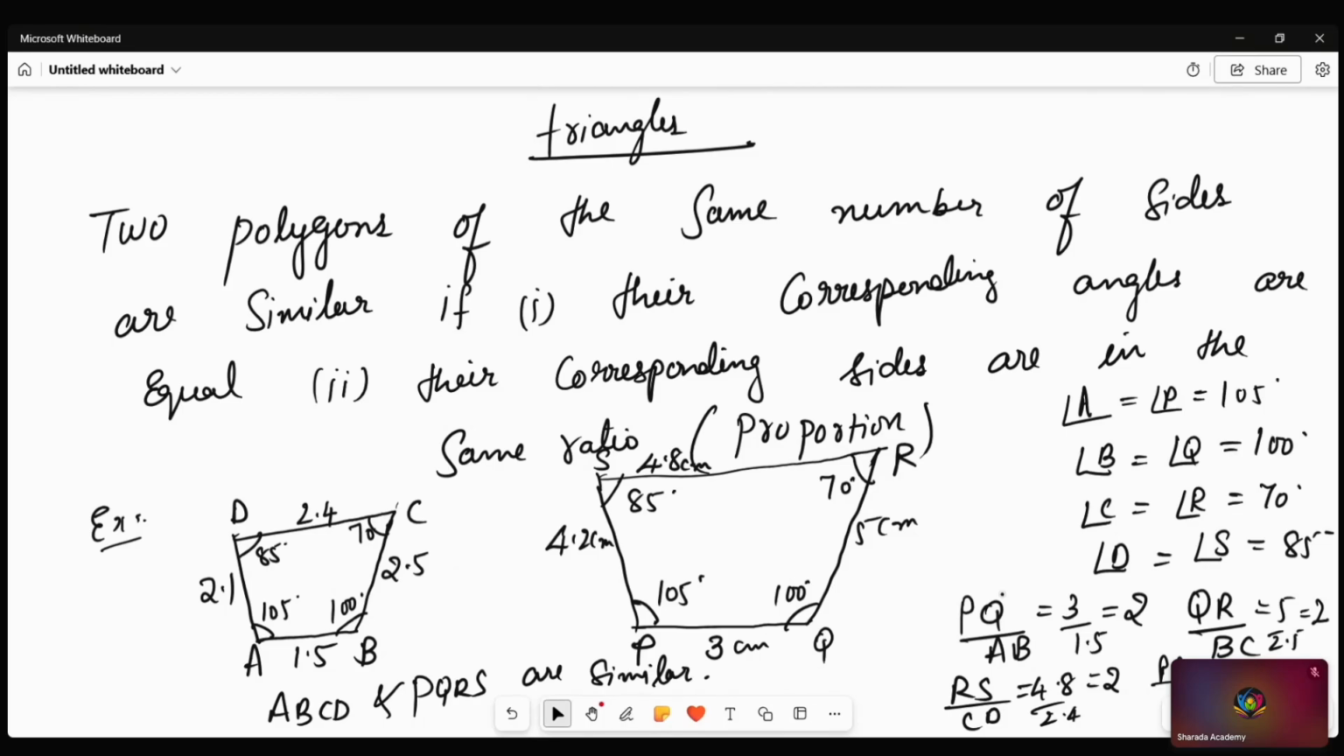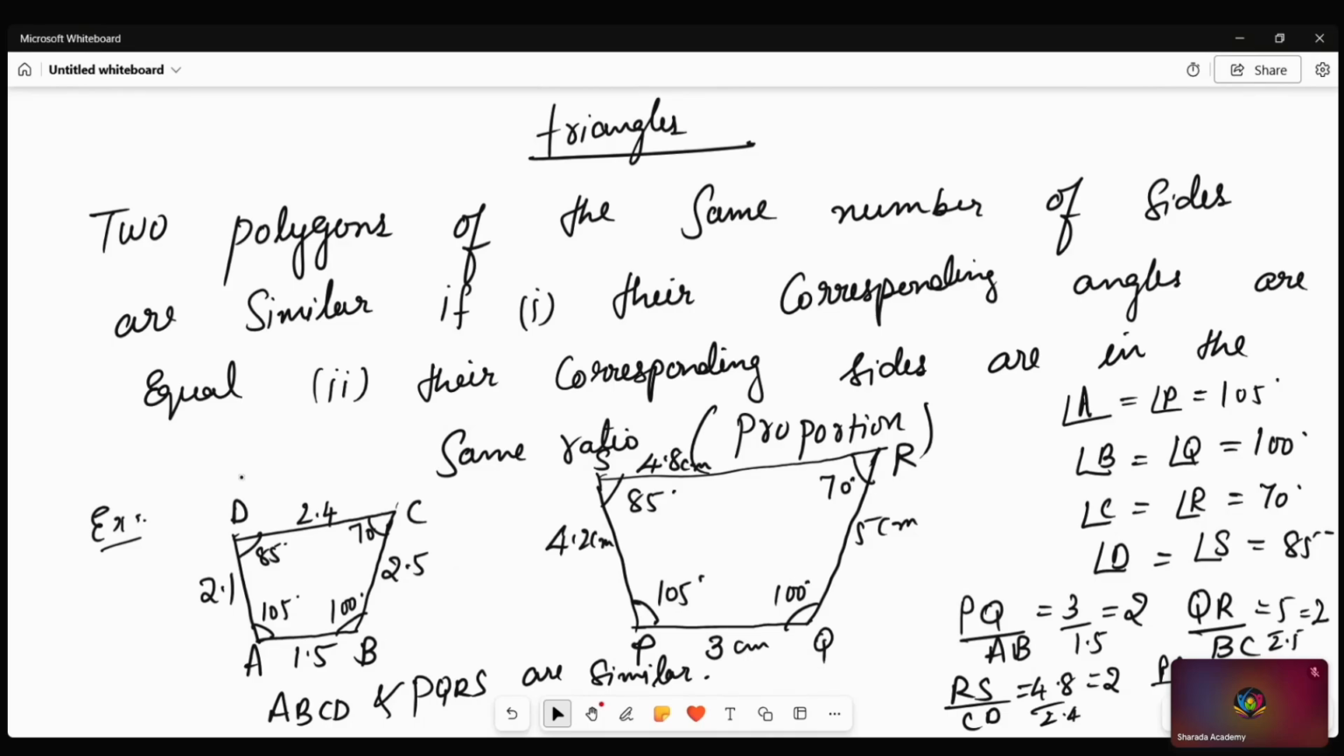Don't take AB by PS. Corresponding sides, only that you should take. So we have written PQ first, no? We'll write like that. PQ by AB is equal to QR by BC, that is equal to RS by CD, and that is also equal to PS by AD. That is equal to 2. So corresponding sides ratios are equal. So the two conditions are also satisfied. That means these two quadrilaterals are similar.